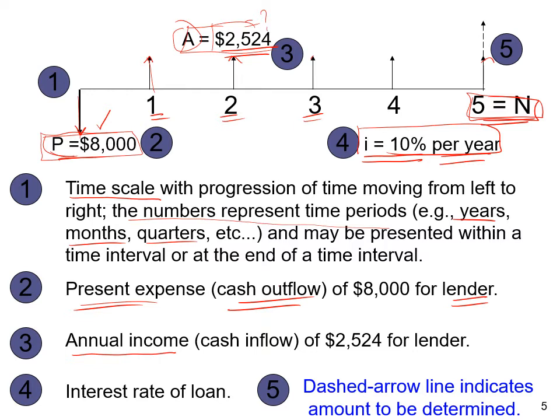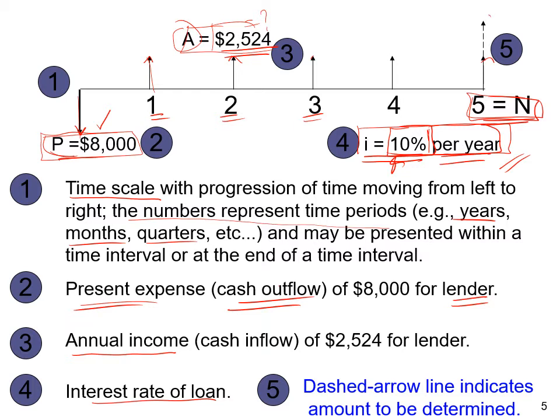Okay? This i over here represents the interest rate of the loan, and the interest rate is represented this way: 10%, 5%, 3%. But another important component is the interest period. Is it per year, per month, and so on? We need to know that as well.